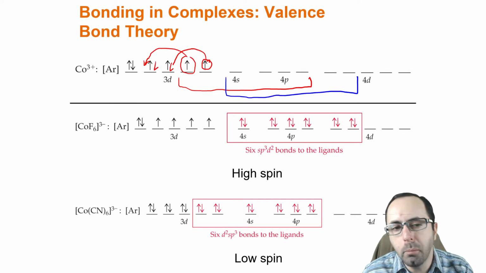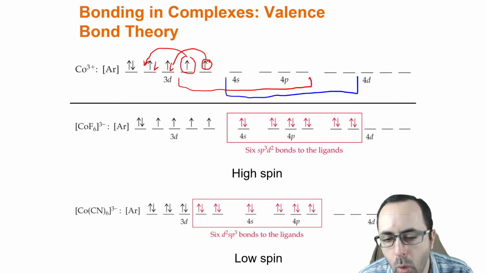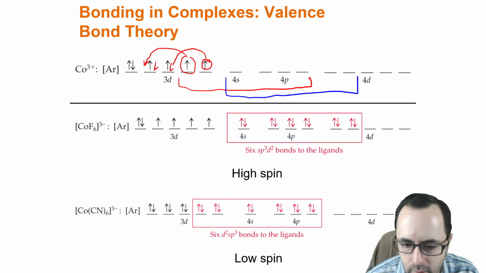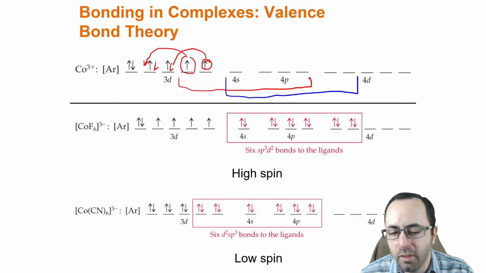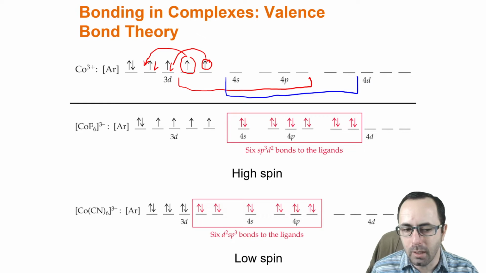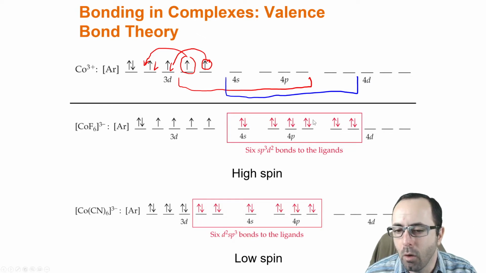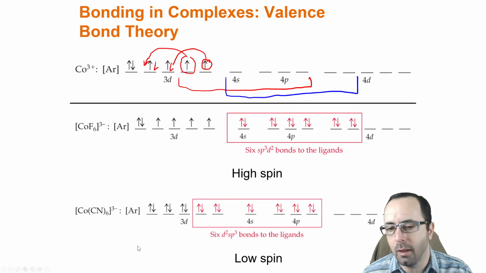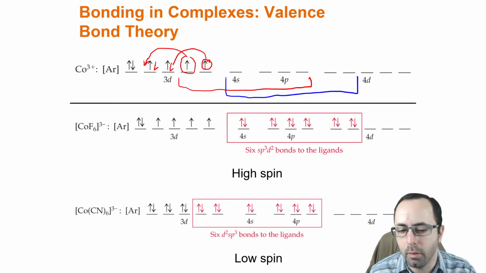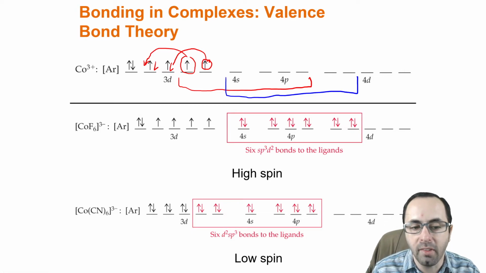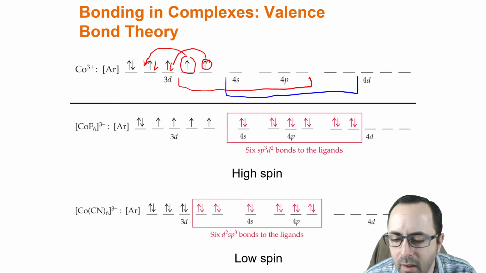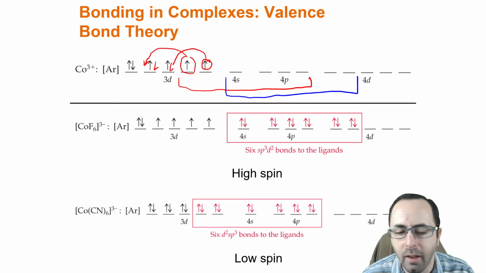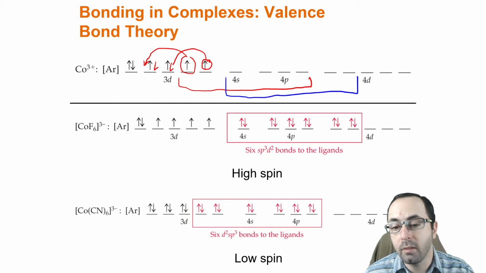Now, the one problem with valence bond theory is, number one, it doesn't tell us anything about the colors, which is a weakness of valence bond theory in this respect. The other thing it doesn't tell us is why a complex might be high spin, like the CoF6, or why it might be low spin, like the hexacyanocobaltate(III) here, cobaltate 3 rather, since it's negative. So this doesn't tell you why compounds would be high spin or low spin, and it doesn't tell you why they have colors.